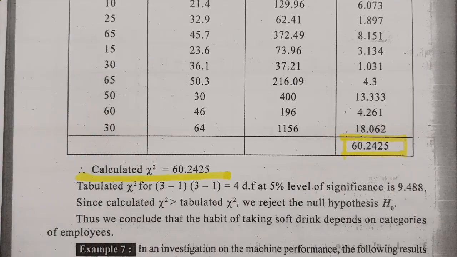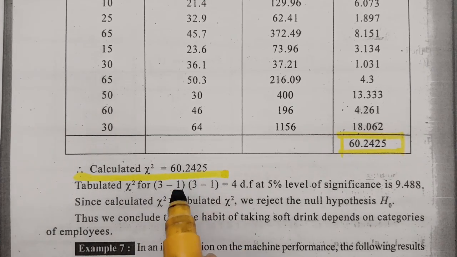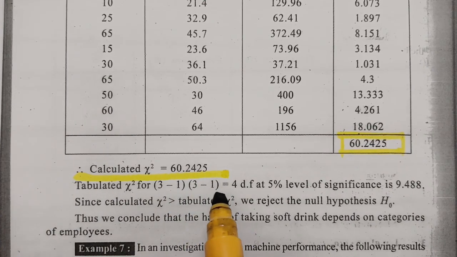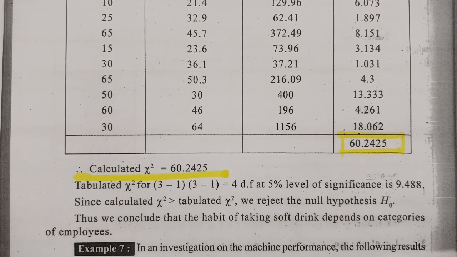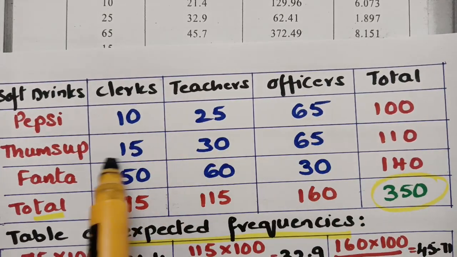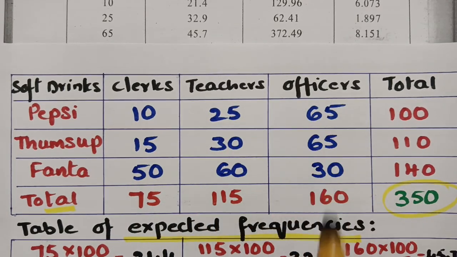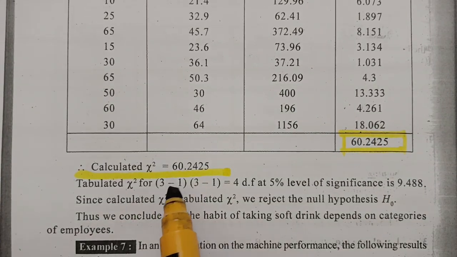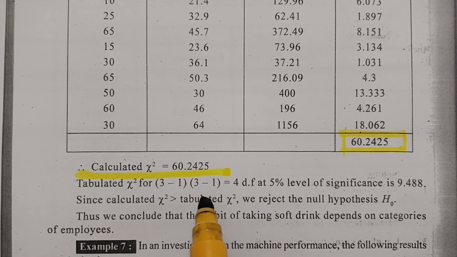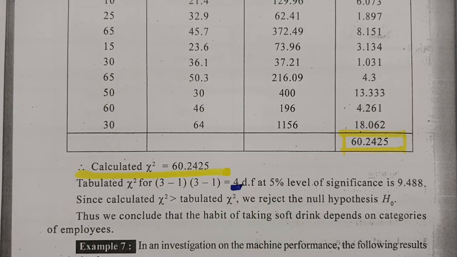So here, degrees of freedom is the number of rows minus 1 into number of columns minus 1. From the table, how many rows are there? 1, 2, 3 rows are there. How many columns are there? 1, 2, 3. So the number of rows minus 1 into number of columns minus 1, 3 minus 1 into 3 minus 1, which is equal to 4. So here at 4, at 5% level of significance.